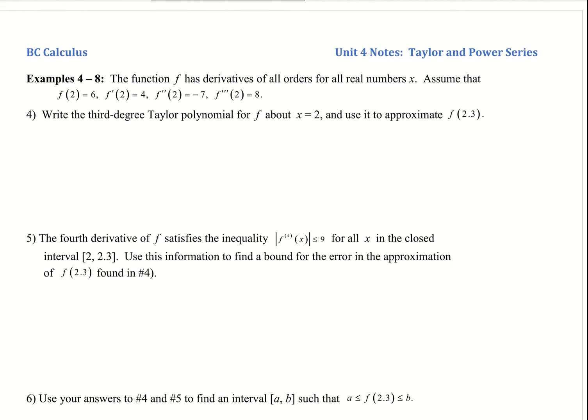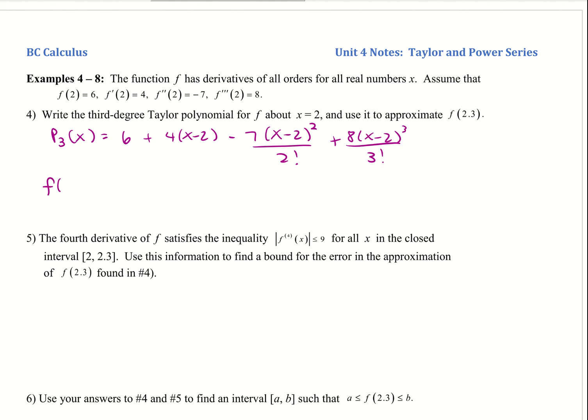All right, so for this one, again, we're writing a third degree Taylor polynomial. And so I would have 6 plus 4 times (x minus 2) to the first power over 1 factorial, minus 7 times (x minus 2) to the second power over 2 factorial, and then plus 8 times (x minus 2) to the third power over 3 factorial. Now, I'm not doing plus dot dot dot because it specifically tells me third degree, so I'm stopping. That's what they told me to do. I'm going to use that to approximate f of 2.3.